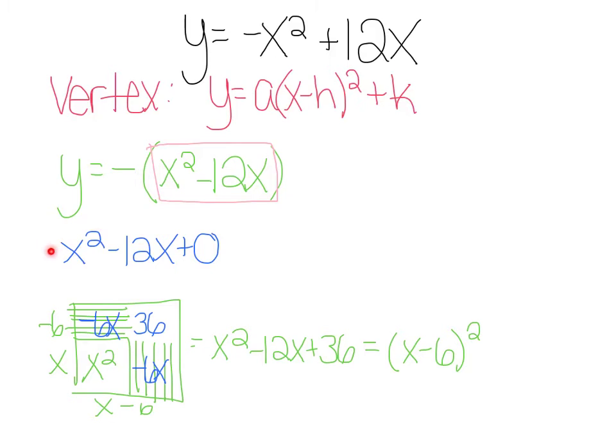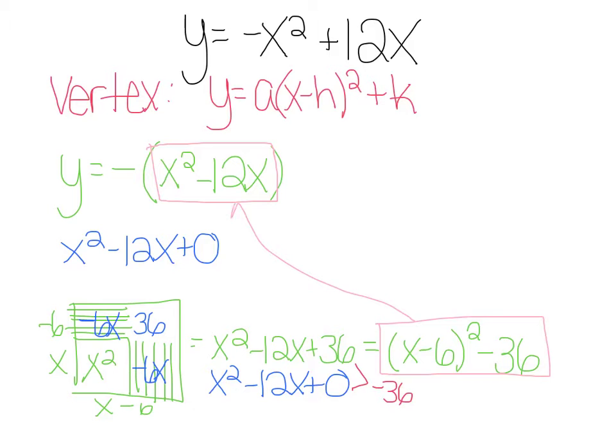However, I need it to equal this one. So I need it to be equal to x squared minus 12x plus 0. Right now I have x squared minus 12x plus 36. So how can I go from plus 36 to plus 0? I can subtract 36. So my actual vertex form is going to be x minus 6 squared minus 36. Now remember, this vertex form is what is going inside the parentheses. We still have this negative on the outside, so don't try to jump the gun.